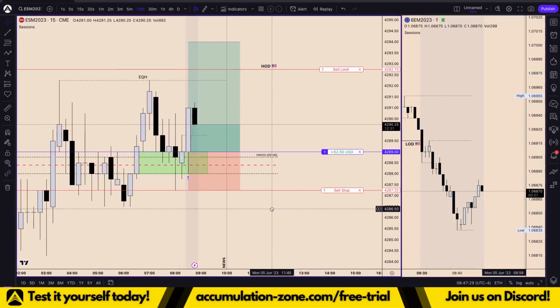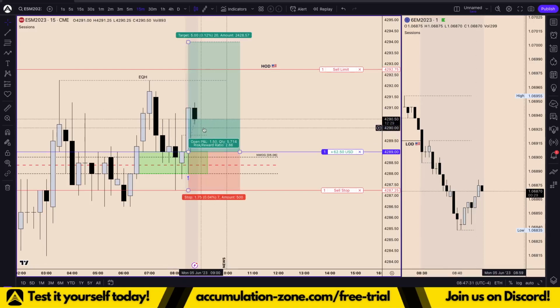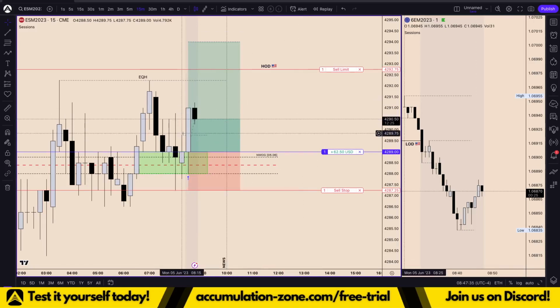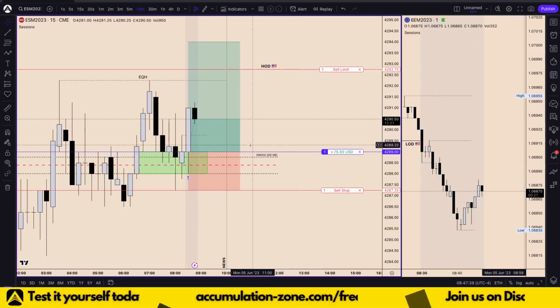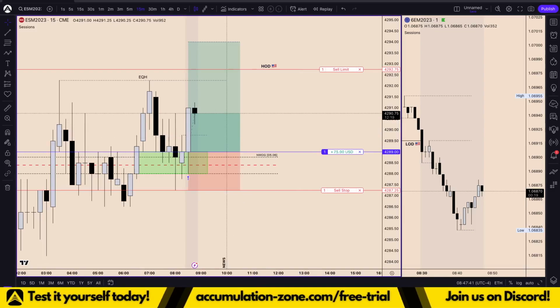Let's watch the S&P 500 and see if we can get some efficient price delivery and fill in or pretty much not leave behind a fair value gap. All right, so let's see how we go from here.